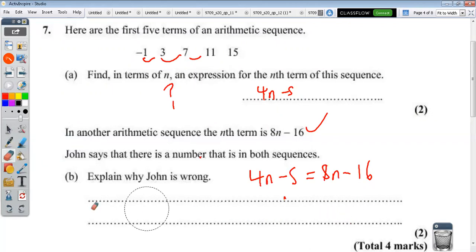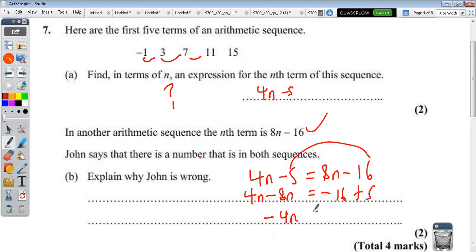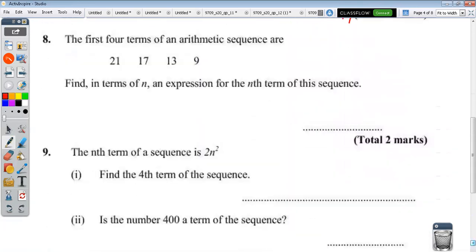So let's try to solve it and prove that he is wrong. In maths, you group like terms. So 4n minus 8n is equal to minus 16 plus 5. This is a negative, it comes that way. So negative 4n is equal to minus 11. If you now divide, you get 11 over 4. So it's wrong because we can't have a term number as a fraction. Clear? Because it's first term, second term, I can't have a fraction. So John is wrong. Are we together?